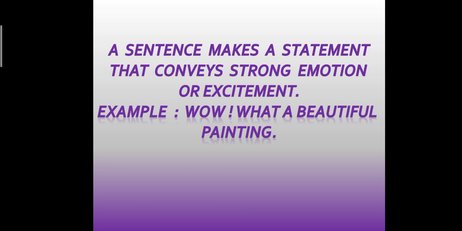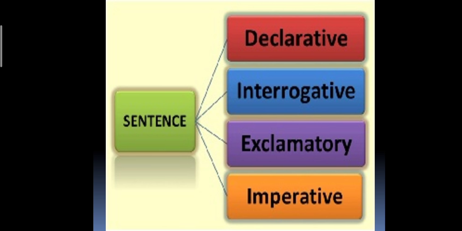Anyway, let's revise. Sentences are of four types or four kinds. First one is declarative. Oh, there is another name. What is that? Assertive. It declares something. And the second one, interrogative. Questions. Third one, exclamatory. Expresses our emotions. And last one, imperative. Imperative means command or request. Okay, so the sentences and their four types are clear with you.